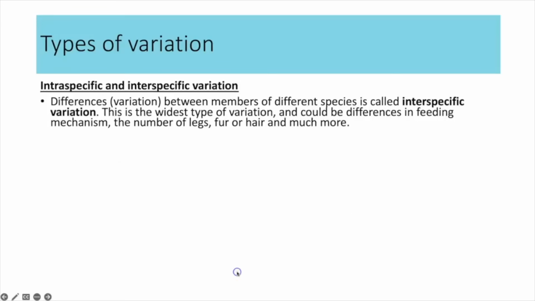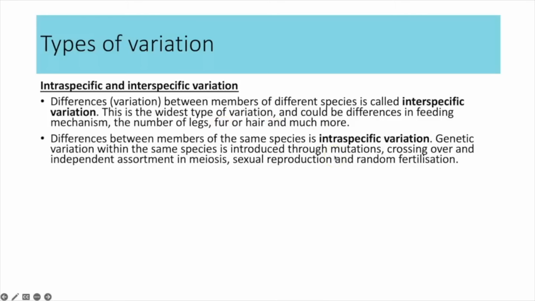So there are different types of variation. We have intraspecific and interspecific variation. And these differences or variations between members of different species is called interspecific variation. This is the widest type of variation and could be differences in feeding mechanisms, the number of legs, fur or hair, or much more. Differences between members of the same species is intraspecific variation.